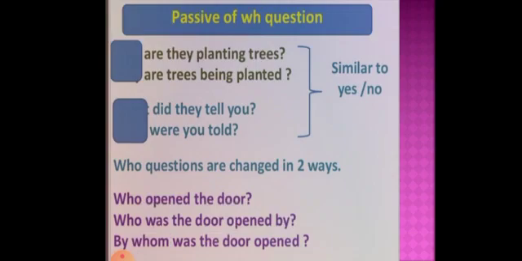Passive of who questions. Are they planting trees? Are trees being planted? Did they tell you? Were you told? Who questions are changed in two ways. Who opened the door? Who was the door opened by? By whom was the door opened?